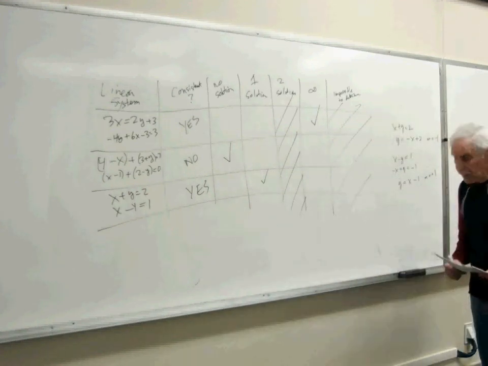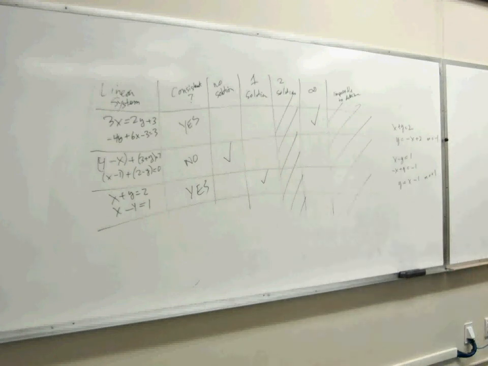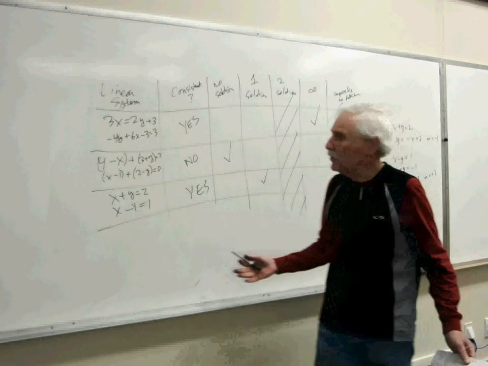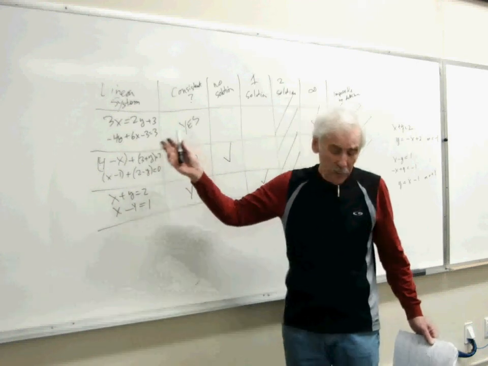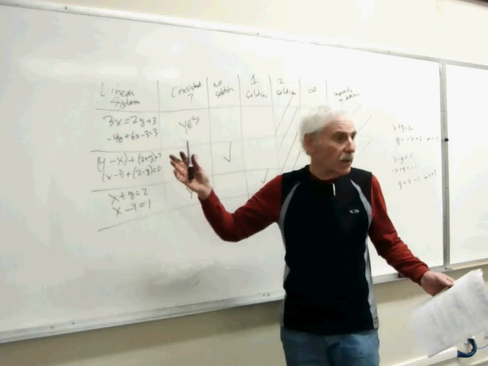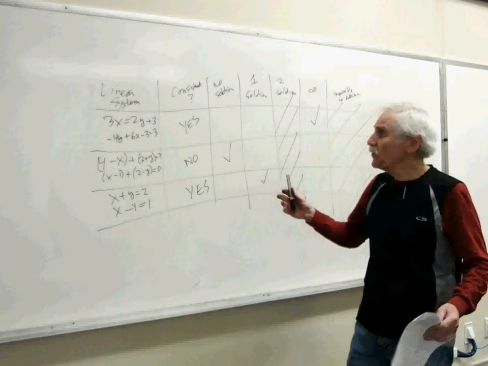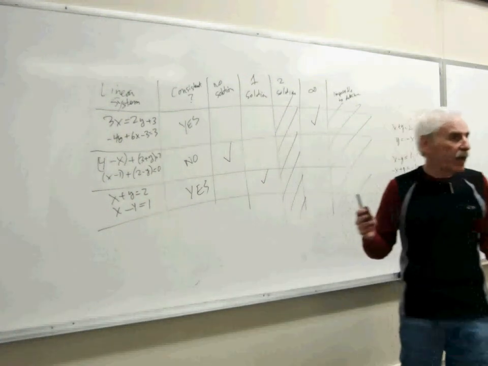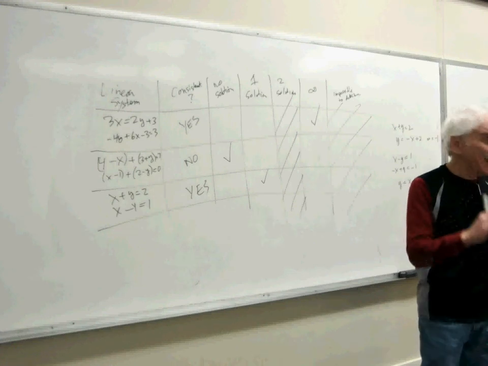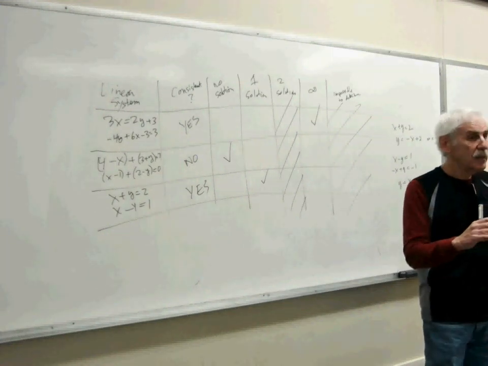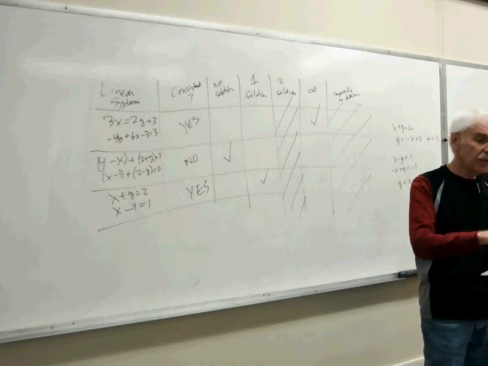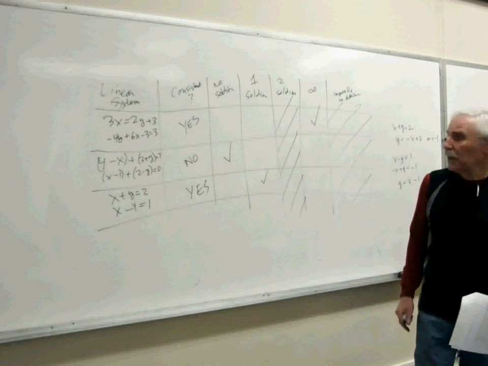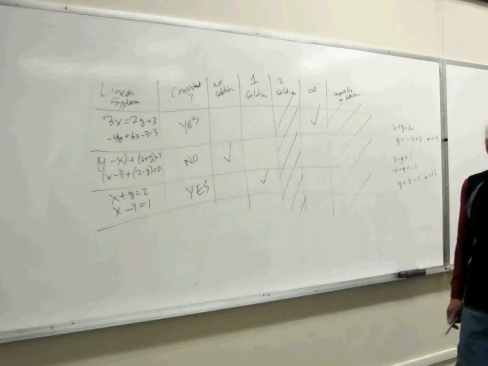Okay. All right, so that's all there is to it. If you ever see it again, I'm not saying you will, but if you ever do, you know to put things in slope-intercept form, so you just get the slope. And if the slopes are different, you've got a unique solution. If the slopes are the same, it's either going to be inconsistent or infinite, depending upon if the intercepts are the same or not. So you want to always be thinking graphically.